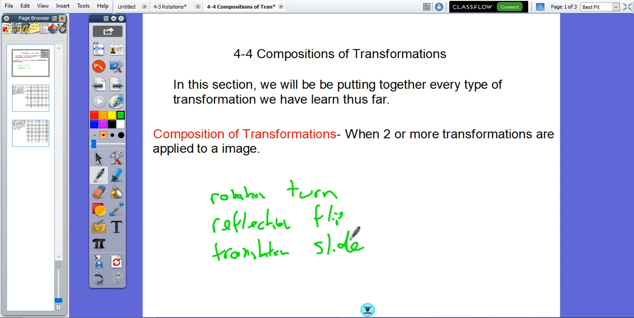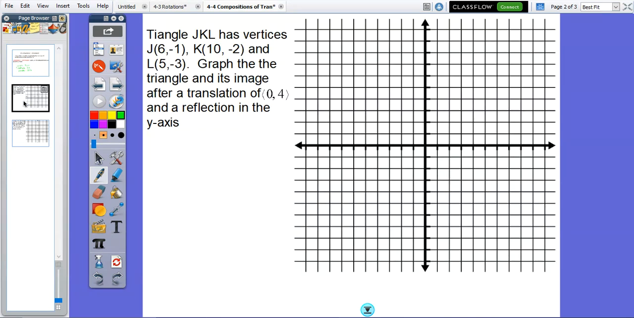So what we're going to be doing in this section is putting these together. You're going to be doing two or more transformations applied to the same image. It's going to be just two. So let's do some examples of what that looks like. Here we've got triangle JKL with vertices there. They want us to translate our image first over this vector, and then flip it over the y-axis.